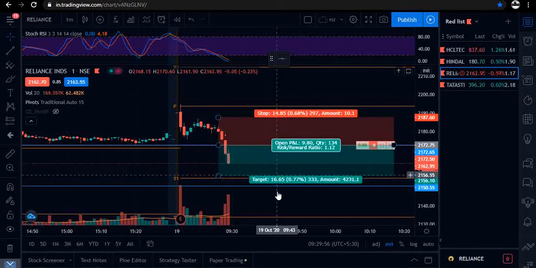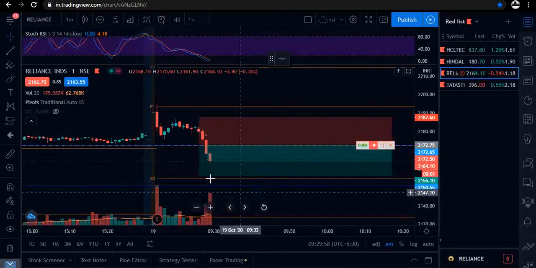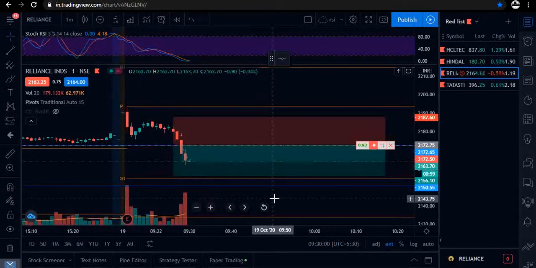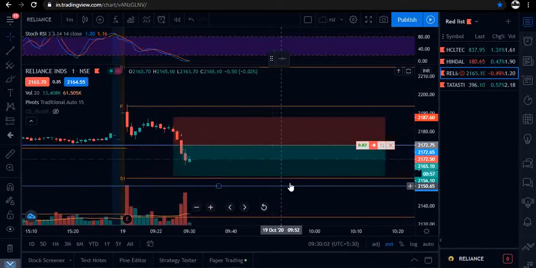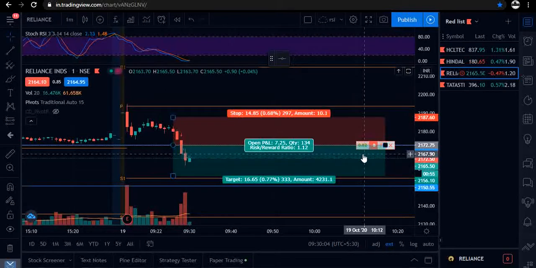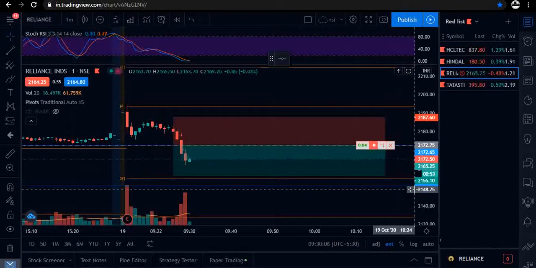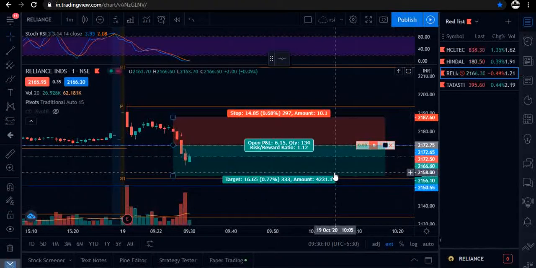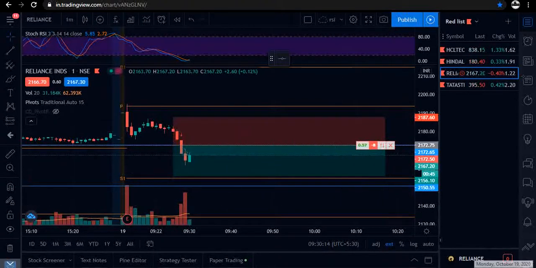Now here you can see that in the lines I have taken the entry for the sell side. I have placed an order with 8 quantities because our maximum loss which we can bear is 100 rupees. So we have taken 8 quantities, and now let me show you today's date and time, traders.